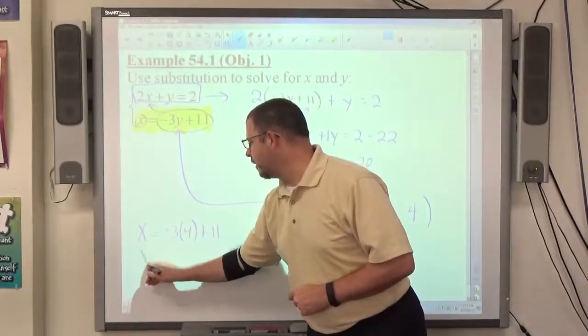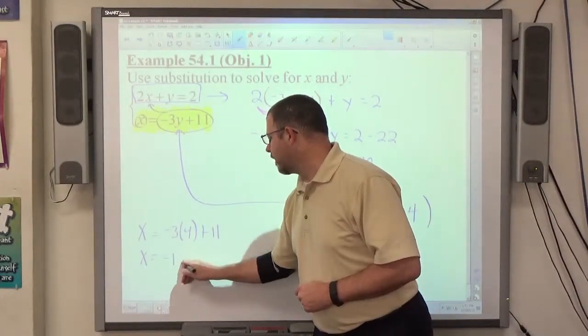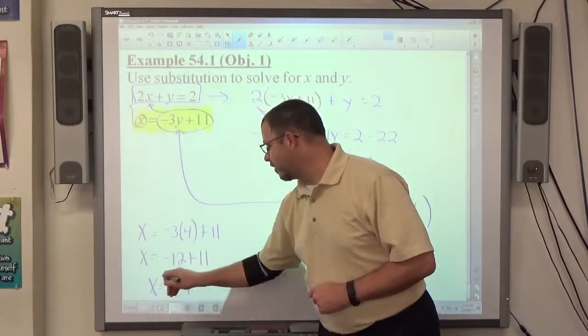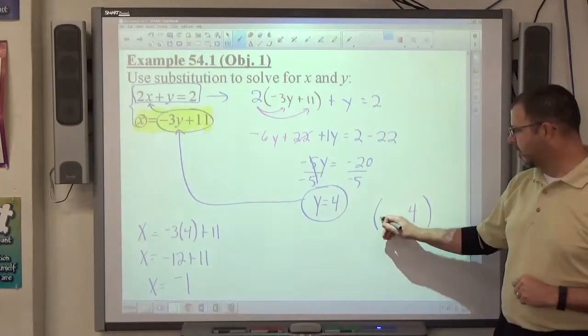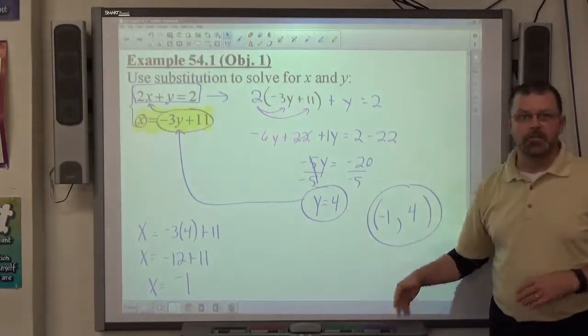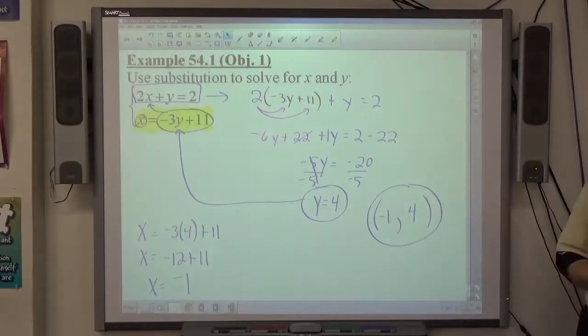These are being multiplied. Negative 3 times 4 is negative 12. And negative 12 plus 11, I'm subtracting because the signs are different. It's negative because 12 is bigger. X equals negative 1. Just like that, negative 1, 4 is the solution. If I were to graph two lines, that's where the two lines would intersect.